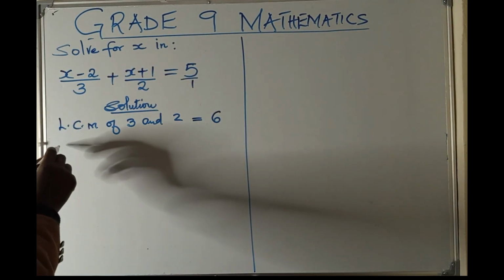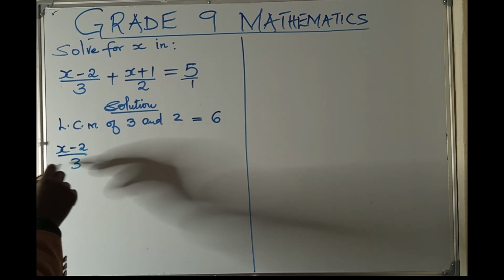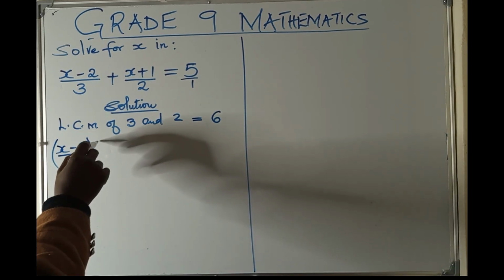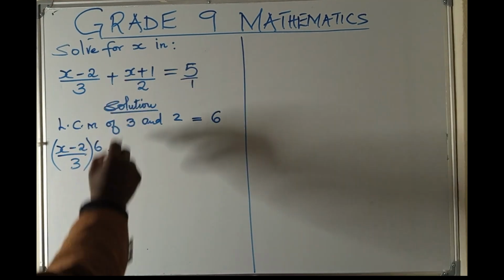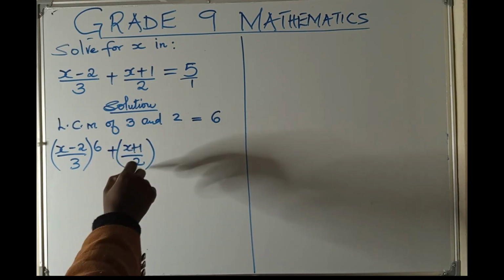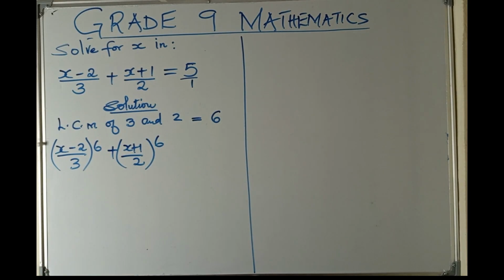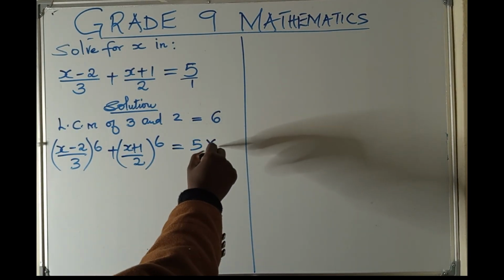After getting the LCM, the next step is multiplying each term by the LCM. So the first term, x subtract 2 divided by 3, you have to multiply the whole of that by 6. Then you have x plus 1 divided by 2, multiply that by 6 as well. And on the right hand side, you have 5, multiply that by 6.